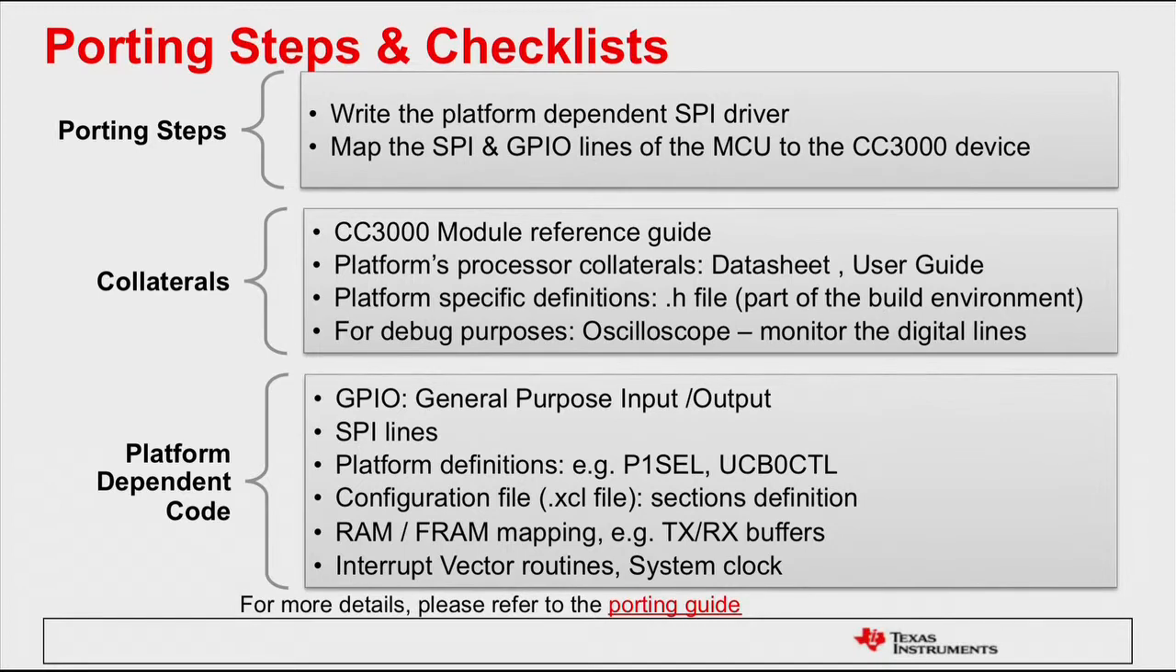Within the platform-dependent code, there's a couple things just to keep in mind. One, the GPIO, making sure that is implemented correctly. The SPI lines, making sure that's implemented specific to the MCU that you're using. And then some of the platform definitions, making sure that those are done correctly. The configuration files for sections of definition. The mapping of the memory may be different between some of the MCUs for like your transmit and receive buffers. Your interrupt vector routines and system clock, making sure those things are configured correctly for the particular MCU.